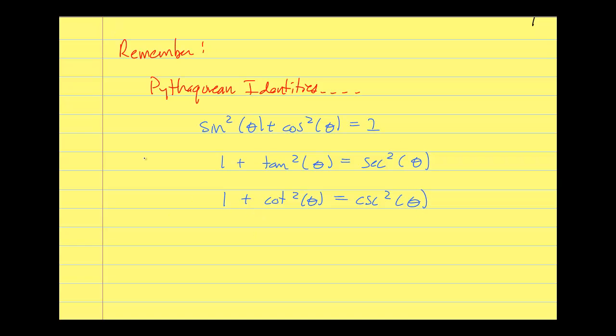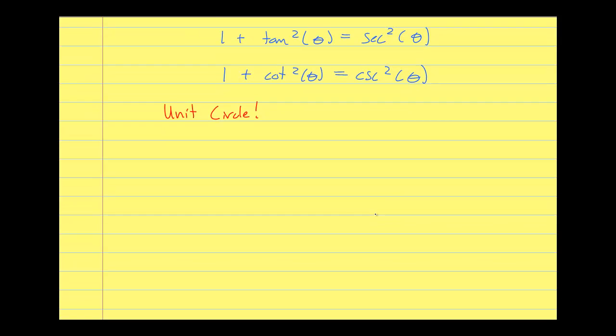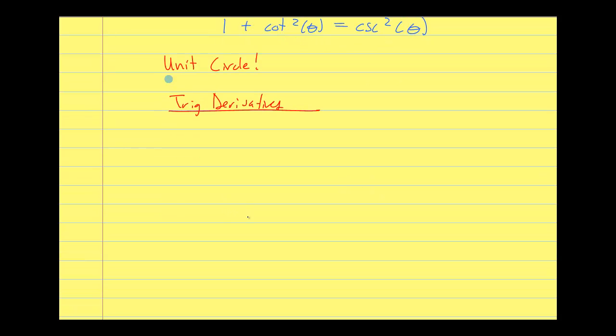So these are the Pythagorean identities. You want to make sure you remember them because we use them a lot in calculus. Another thing you want to remember is your unit circle, because eventually we will be evaluating these. And of course your trig derivatives. Now we're going to be kind of adding to these trig derivatives a level of complexity when our arguments change, but for now we just want to remember our 6 basic trig derivatives.